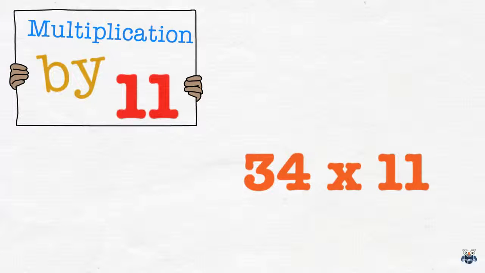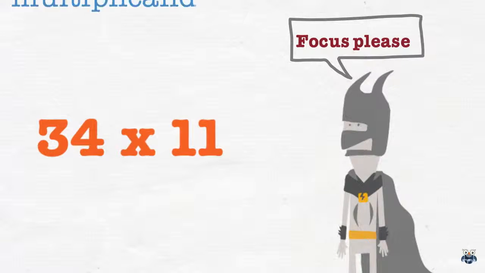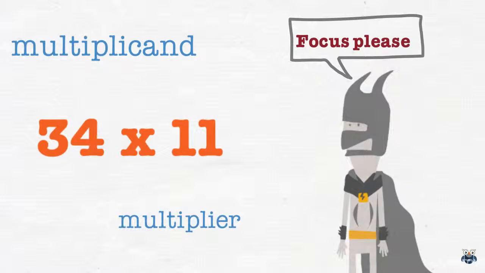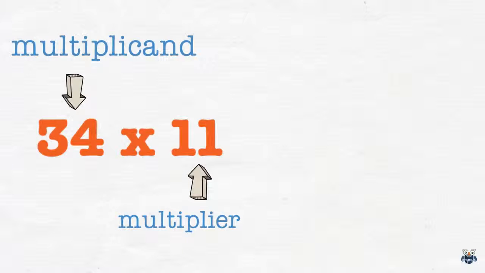Now I'm going to use two terms regularly in this video, so let me quickly introduce them. Multiplicand and multiplier. I'll refer to the first number, or 34 in this case, as the multiplicand, and the second number, or 11 in this case, will be referred to as the multiplier. Great, with that established, let's get back to our problem.